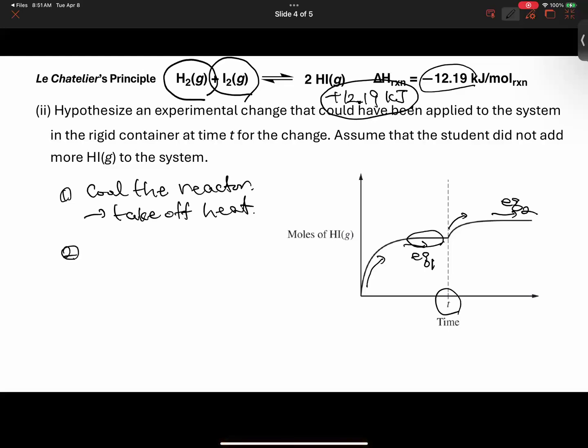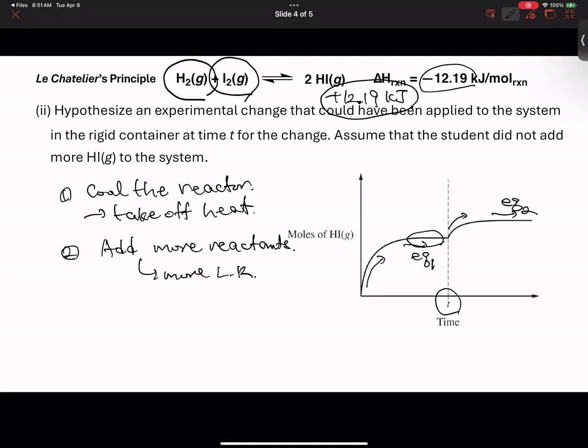Or second, add more reactants, especially the limiting reactants. It doesn't specify how much hydrogen gas or iodine gas is added. It's not specified. So adding more limiting reactants will make the reaction produce more.